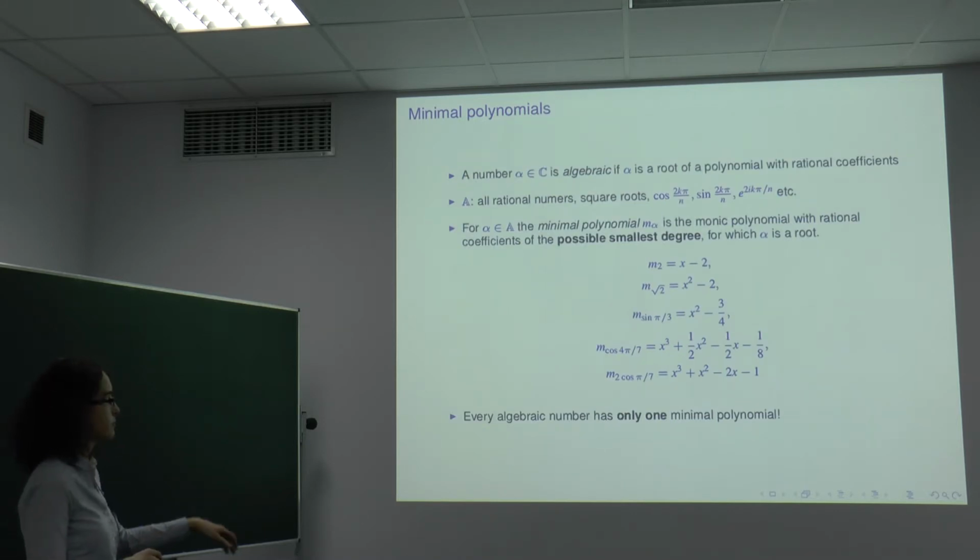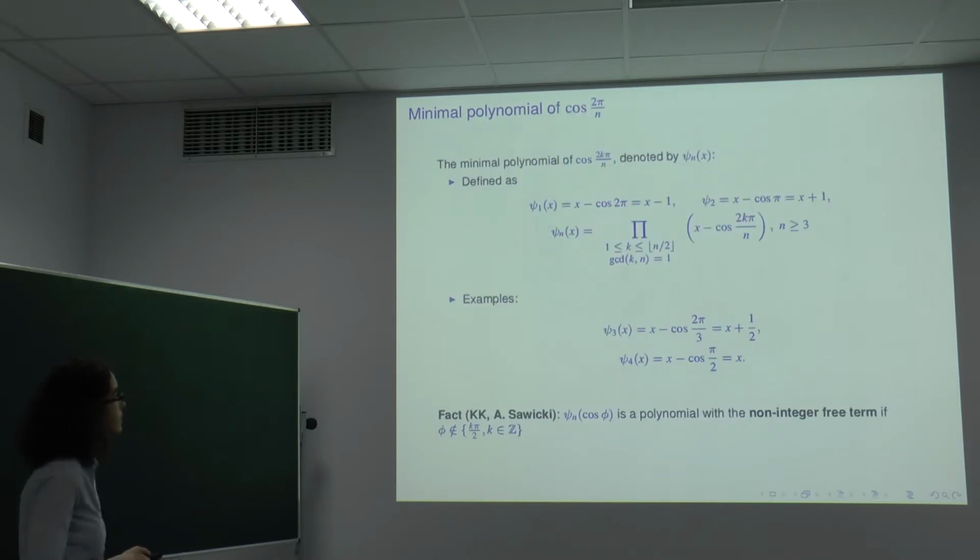To be honest, I've never seen the whole proof of this statement. There are some families of minimal polynomials that are characterized by very special and very nice properties, and which are, for instance, minimal polynomials of trigonometric functions. Let us start from the family of minimal polynomials of cosines of angles of this form.